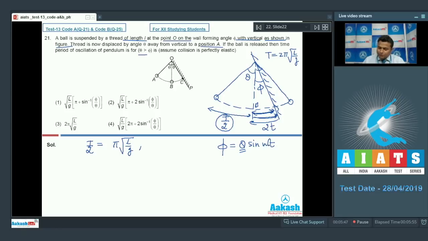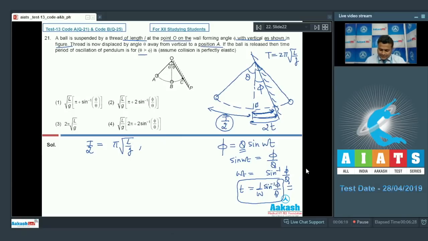The angular displacement phi can be written as theta sine omega t, where theta is amplitude of angular displacement. Now from here we can calculate time very easily. Sine omega t equals phi divided by theta, or omega t equals sine inverse phi divided by theta, or t is equal to 1 by omega sine inverse phi divided by theta. So the time expression also we have calculated.